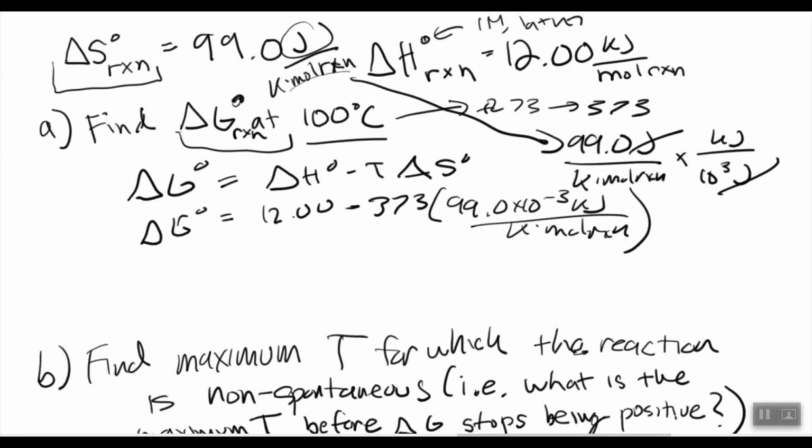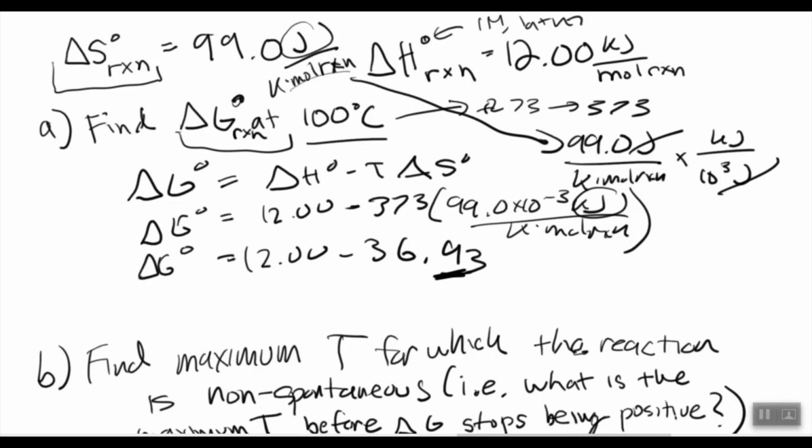Now, I wrote the units there just to show you that we need kilojoules because everything else is in kilojoules. Now, doing the math, let's see what we get. 373 times 99 times 10 to the negative 3. We actually get minus 36.9 there. Let's just put an extra sig fig there, but it's 36.6. And this is 12.00 minus that. So let's see what happens then.